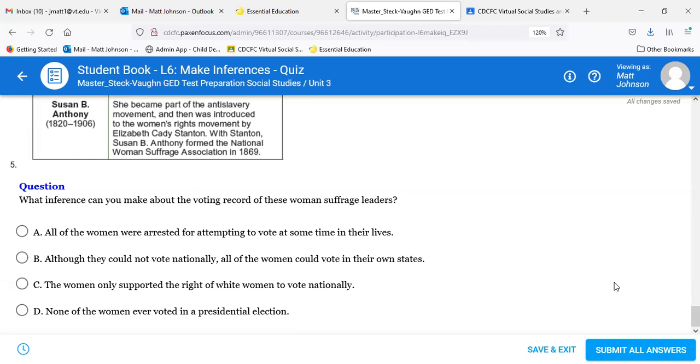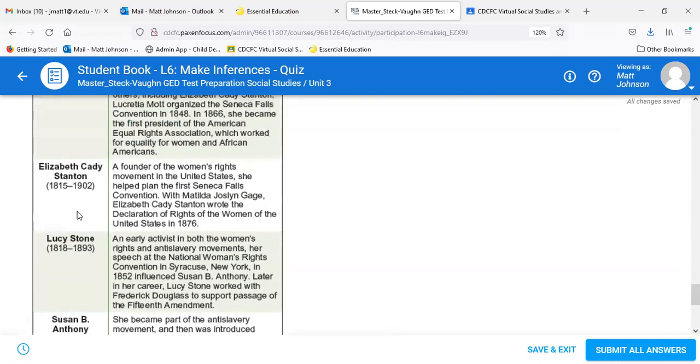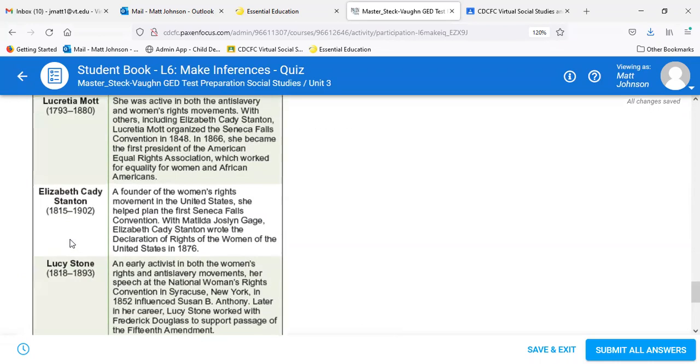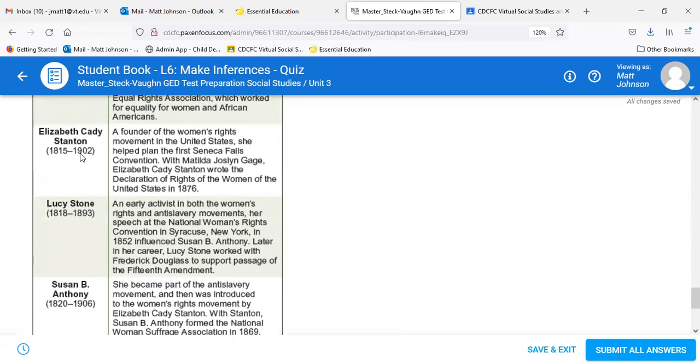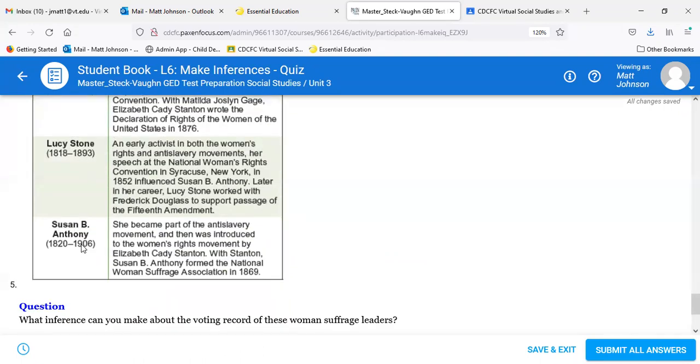Actually, it's D. Yeah, D as in dog. So the one thing here, right, if you look at when they passed away, only 2 of them made it until the early 1900s, right? Stanton, 1902, Susan B. Anthony, 1906. But the amendment wasn't passed until 1920.